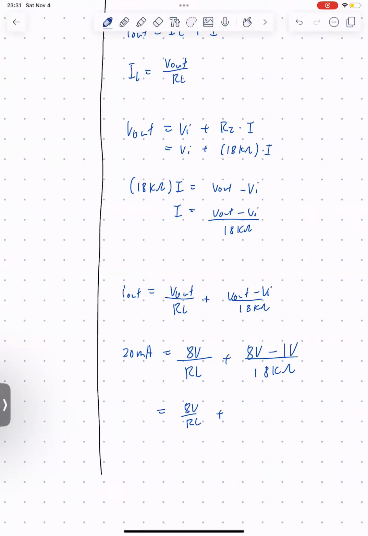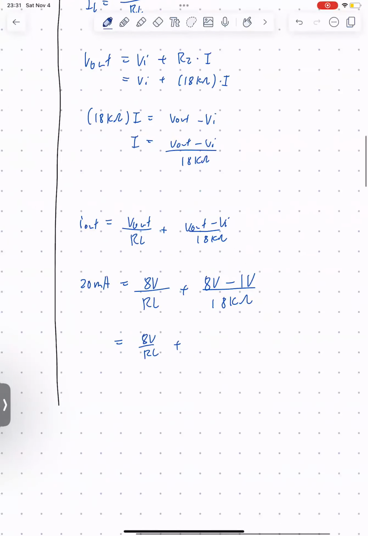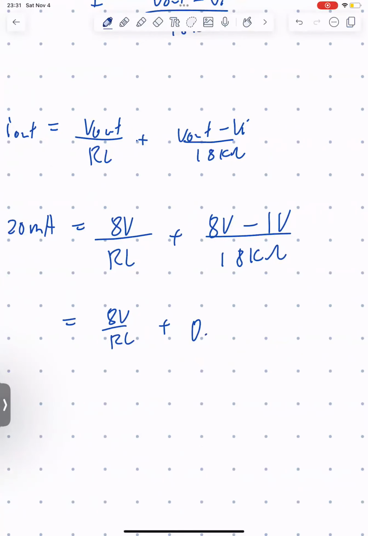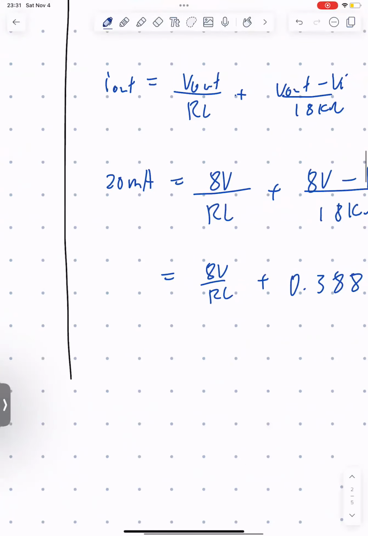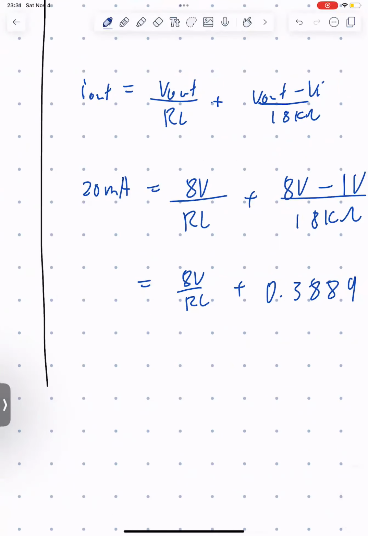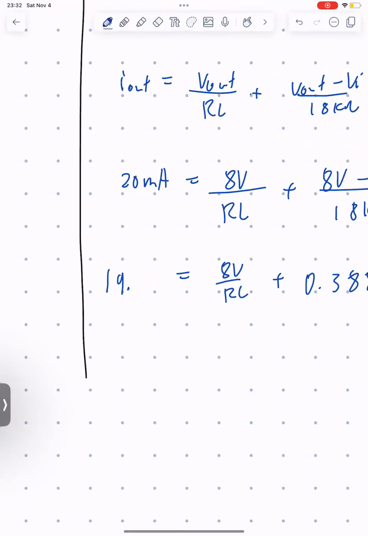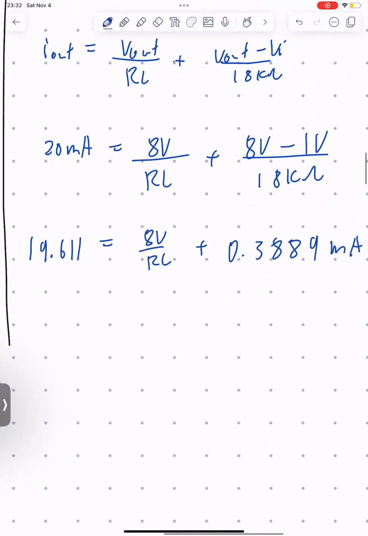Let's do a calculator. 7 divided by 18 kilo ohms gives us 0.3889 milliamps. So 20 subtract that would give us 19.611. Oh, oops, that should go to a different line.